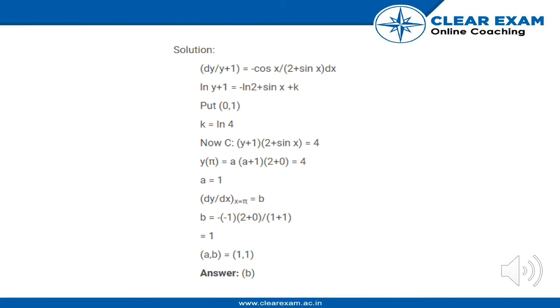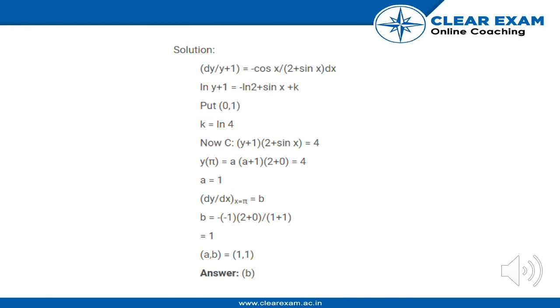Now we put 0 and 1 in place of x and y. We have k = log 4. Now c = (y + 1)(2 + sin x) = 4. And y(π) = a, so (a + 1)(2 + 0) = 4, which gives us y(π) = a and a = 1.